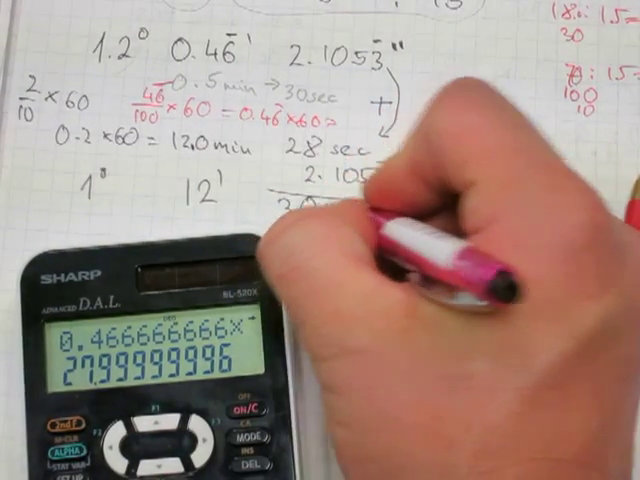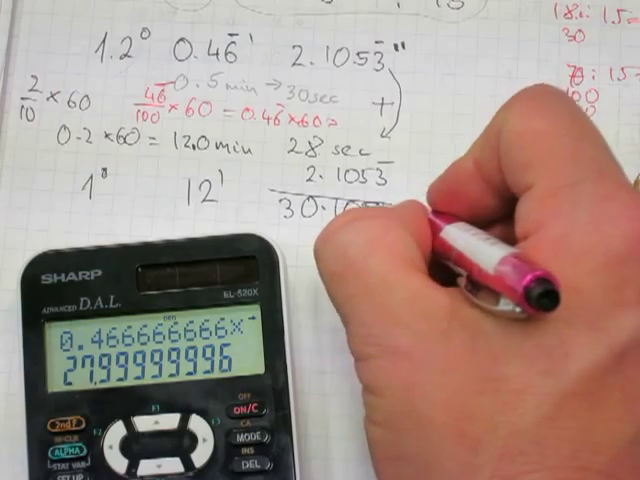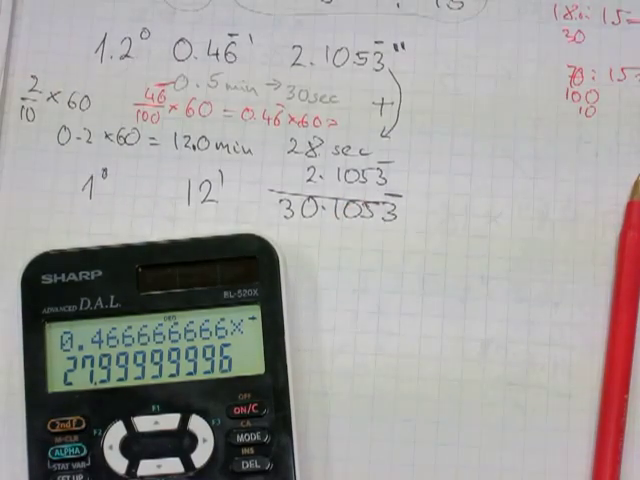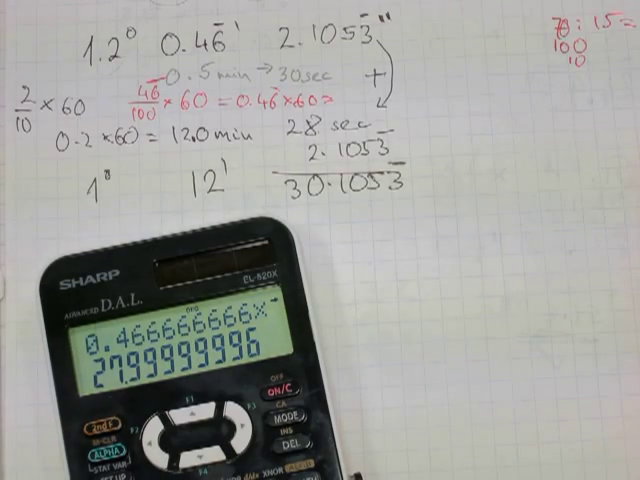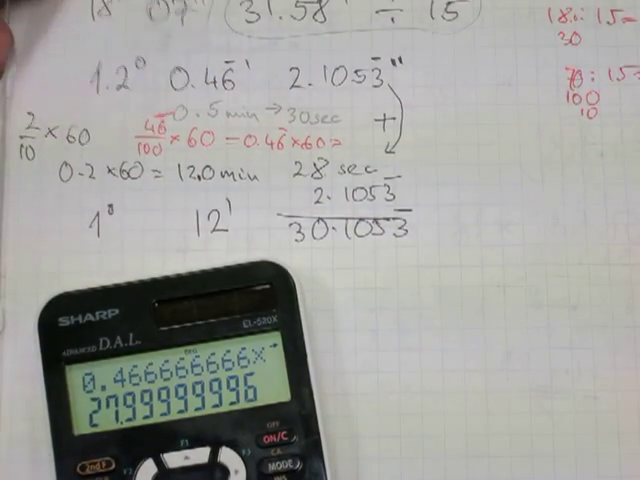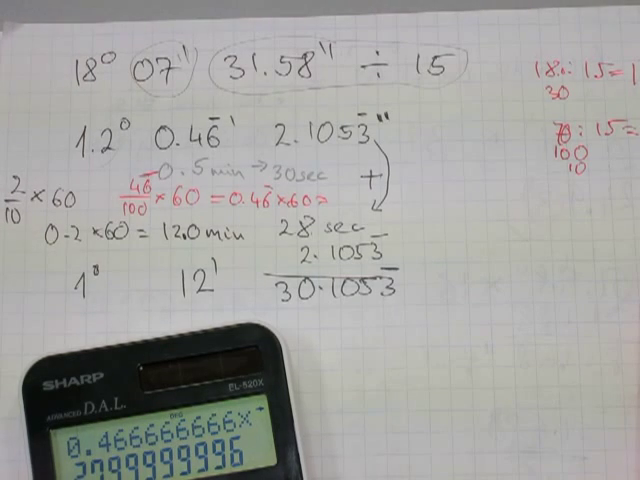That's 30.105 with 3 repeating, that's a 105. So the answer to the question, what is 18 degrees 7 minutes and 31.58 seconds divided by 15, is 1 degree 12 minutes and 30.1 seconds.